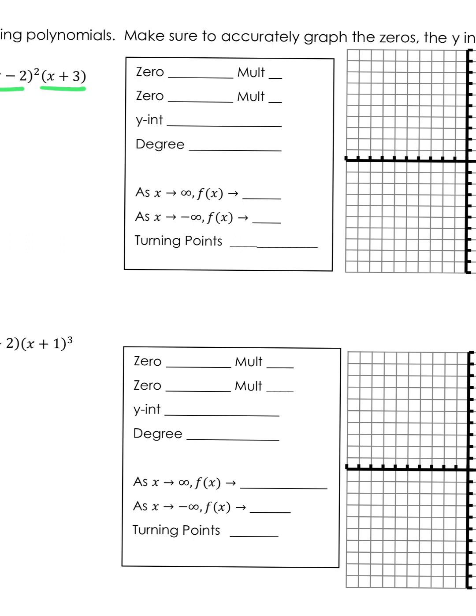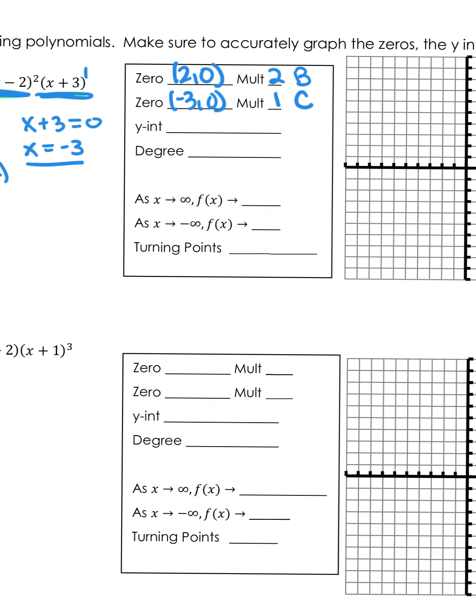A lot of times I skip this step because a lot of you can kind of see what the zeros will be. So we'll have 2, 0. This has a multiplicity of 2 because it came from there, so that will bounce. Negative 3, 0. This came from this. That has a multiplicity of 1, so that will cross. The y-intercept, we'll plug in 0 for x. Bring this down a little bit.